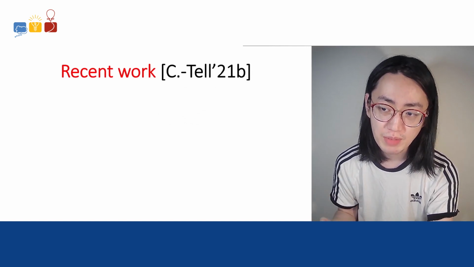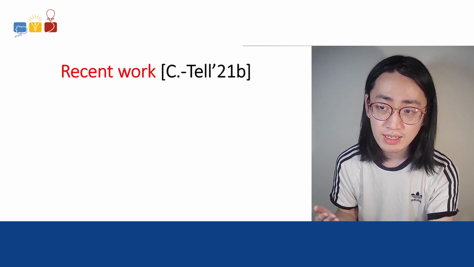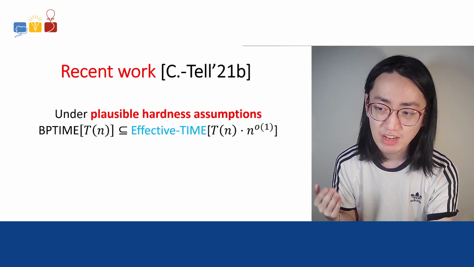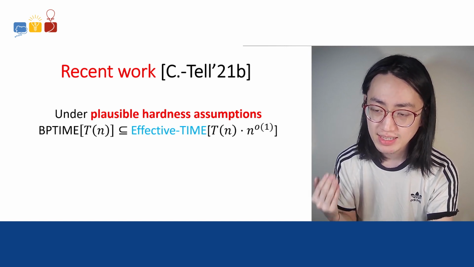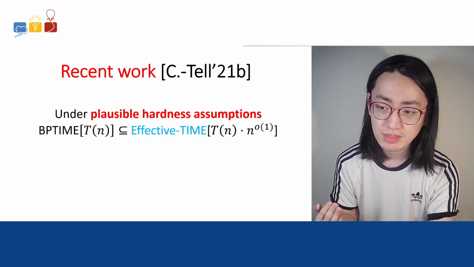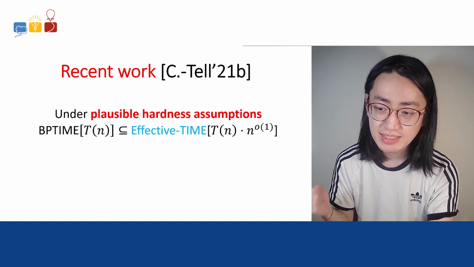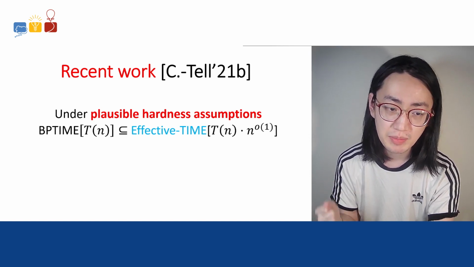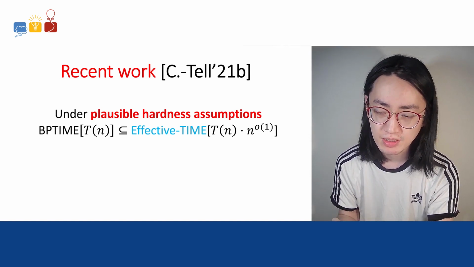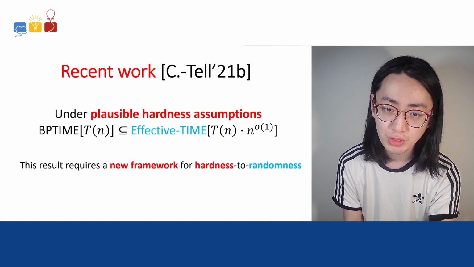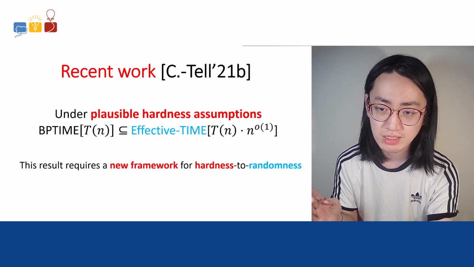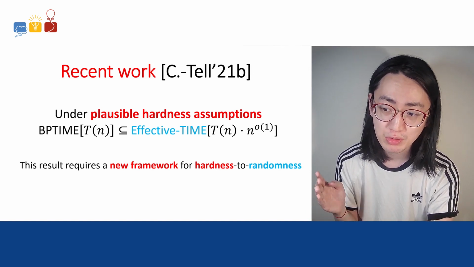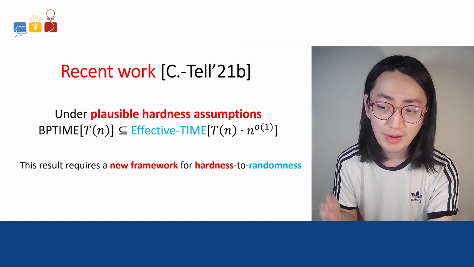In the most recent work by Chen and Tell, we show that under some plausible hardness assumptions, one can in fact show BPTIME[T(n)] can be derandomized to effectively TIME[T(n) · n^o(1)], meaning that one can achieve a derandomization with almost no overhead, such that no polynomial time adversary can find a mistake. We remark that this result requires a new framework for Hardness-to-Randomness, but due to the time constraint, we will not get into that during this talk. So you are welcome to check the paper.